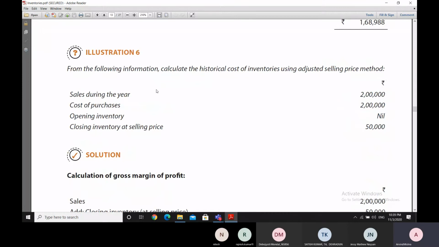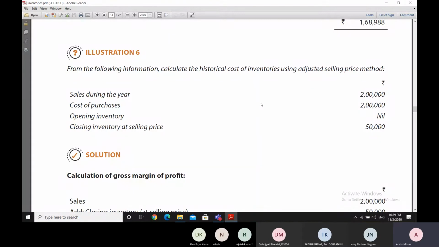Now, let's take one more illustration, which is called illustration 6. We have got the following information, and from that information, we are supposed to calculate the historical cost of the inventory using the adjusted selling price method. Please remember that whenever the question says to calculate the historical cost by the adjusted selling price method, what they mean is that the cost of the inventories is to be calculated by using a non-historical method.